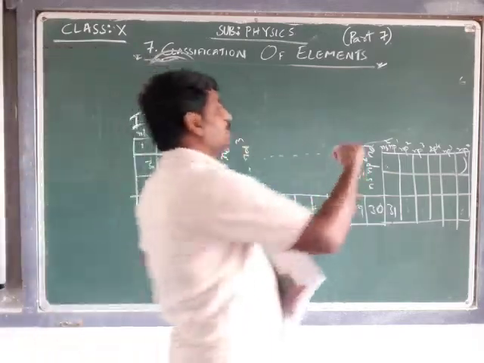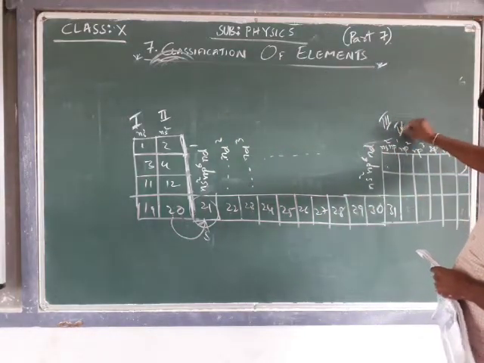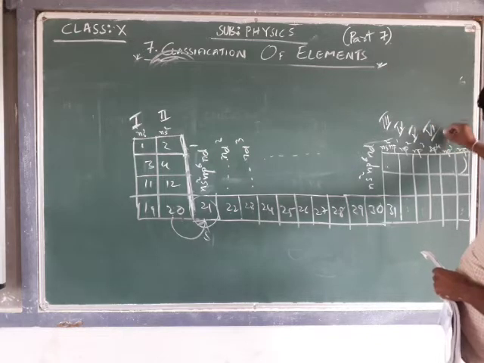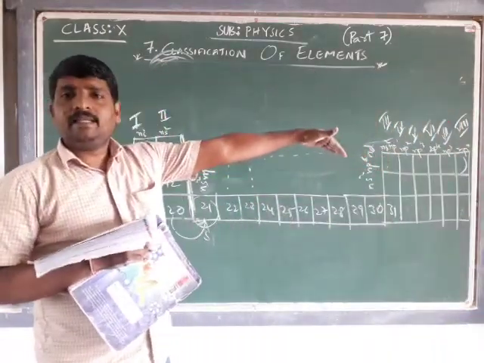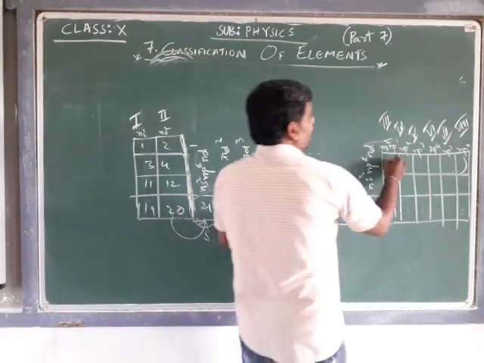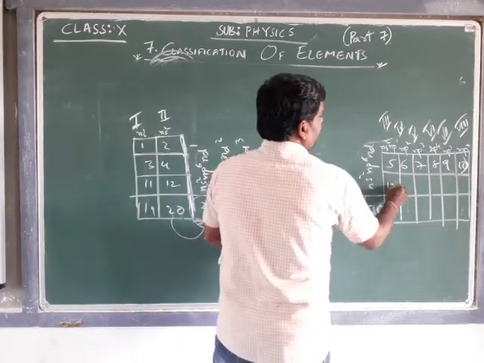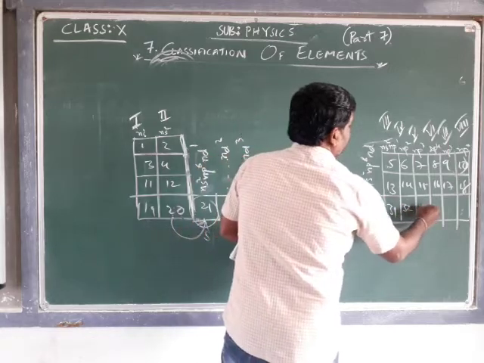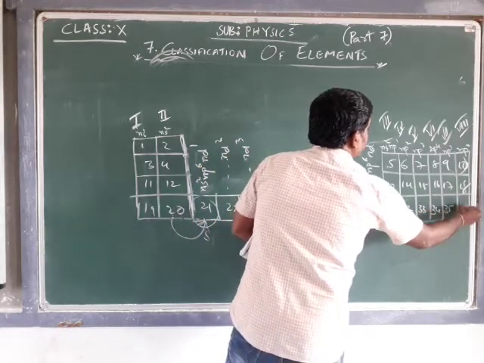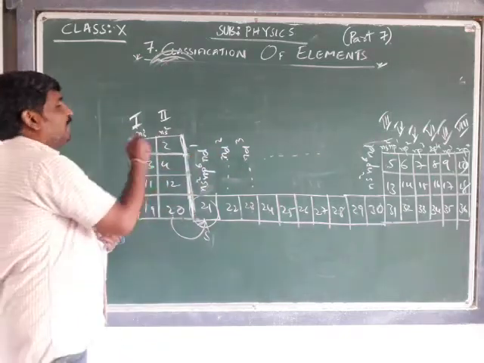Actually, when the configuration has started, the third group is ns2 np2. This is third group, fourth group, fifth group, sixth group, seventh group, and this is eighth group. That eighth group, last element is eighth group. That is 4, 5 has come here, 5, 6, 7, 8, 9, 10. Again 12. After that 13, 14, 15, 16, 17, 18 has come here. 32, 33, 34, 35, 36 has come here. Like that it is going to expand the table.